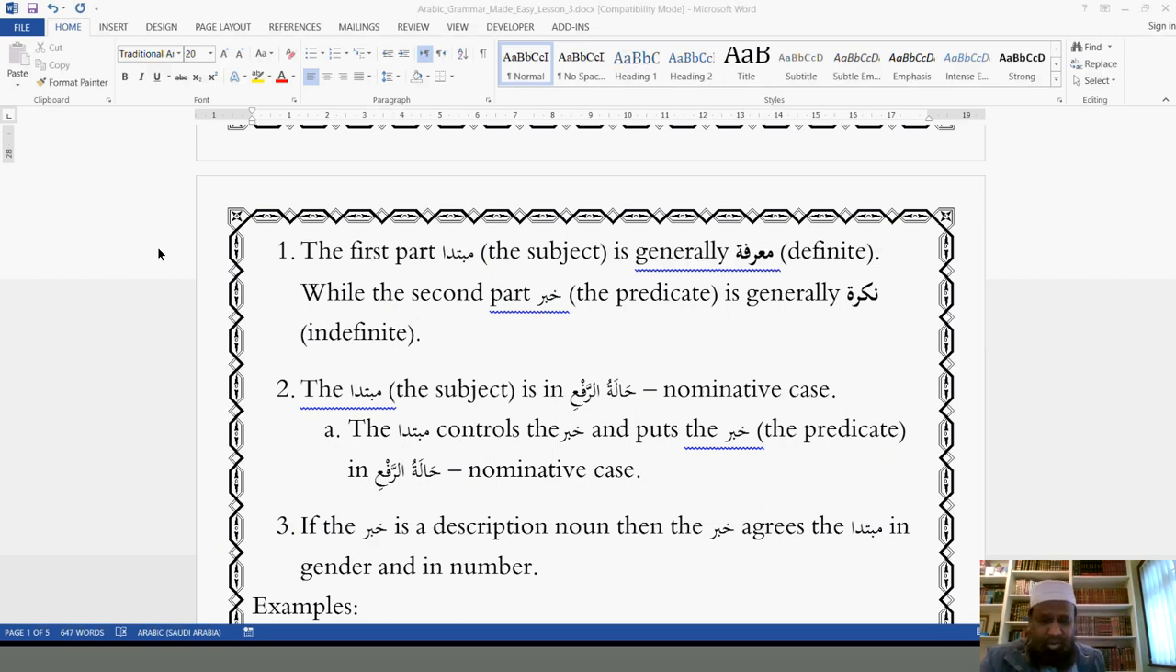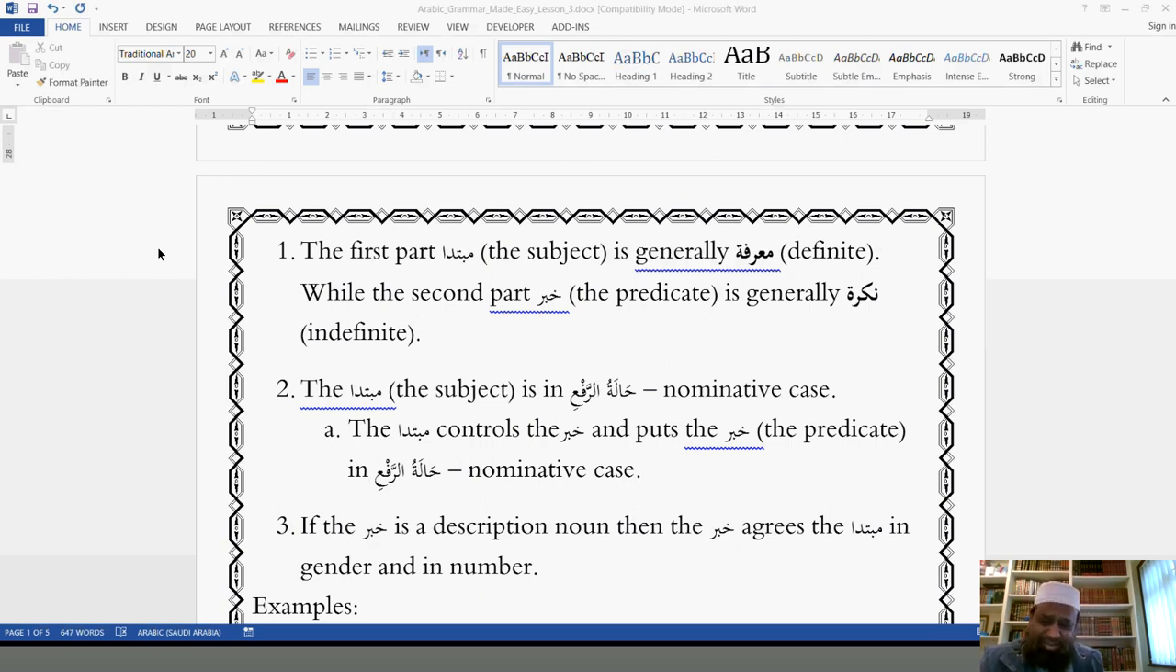And in number, if the mubtada is wahid, singular, the khabar has to be singular. If the mubtada is dual, two, the khabar has to be dual if it's a description. And if the mubtada is plural, the khabar has to be plural also. So what are all these things? Wahid, singular, dual and plural. Because these are the rules of the mubtada. Yes, Jumla Ismiya. We have to learn all these.